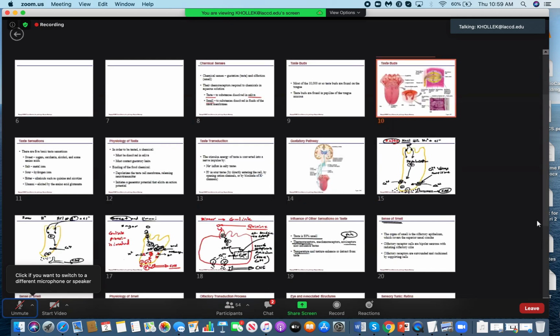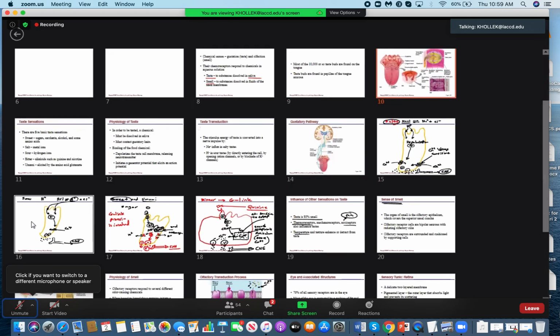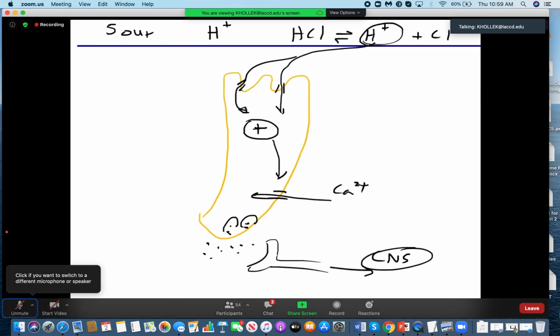Let's go ahead and take a look at the next one, which happens to be the detection of sour materials, say vinegar or something that is sour, sour cherry, sour whatever. Okay, so most of the time it's a hydrochloric acid that dissociates into hydrogen ion and chloride ion. The concept is very much the same.